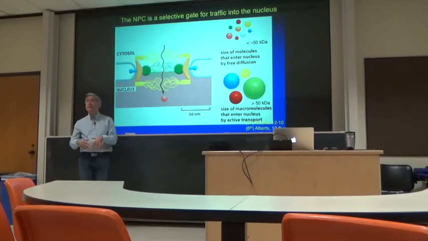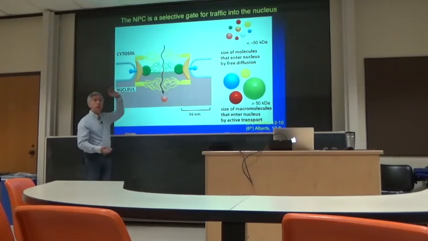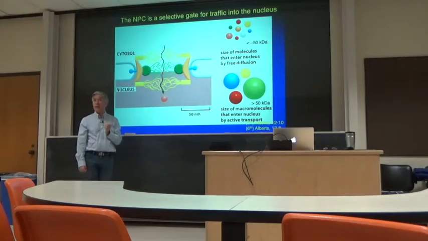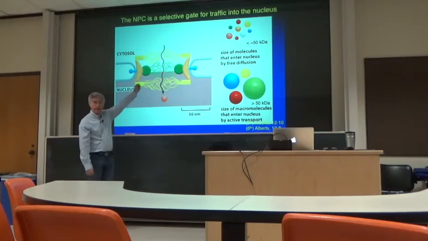So anything that is larger than 50 kilodaltons will be rejected by this gelatinous mass unless it has a proper signal to travel in one direction or the other. To go into the nucleus, we have a nuclear localization signal, or NLS. To get out of the nucleus, we have a nuclear export signal, or NES.